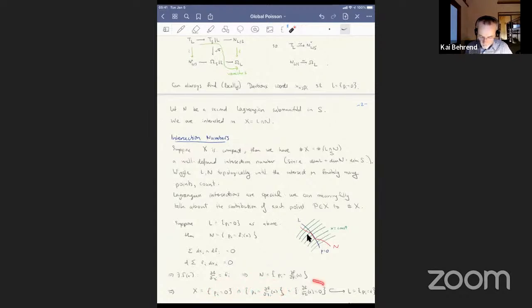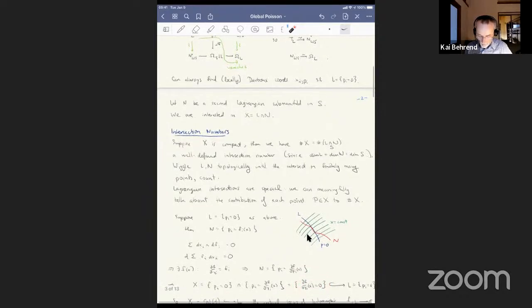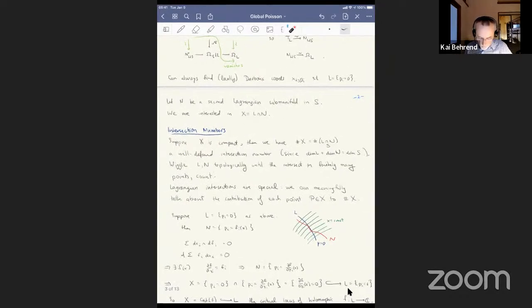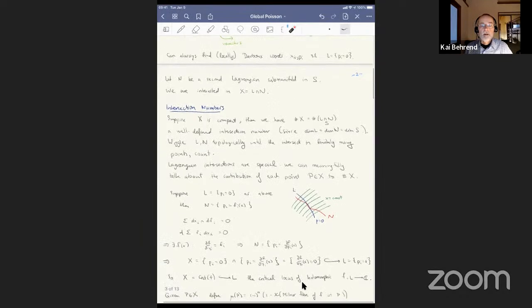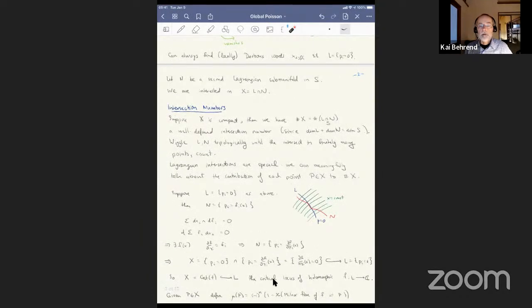So X is the intersection of p_i equals 0 and p_i equals these partials. So that is the same as the partials of f with respect to x_i being equal to 0. So if I think of the intersection X inside L, it's actually the zero locus of the partial derivatives of this function f. So X is the critical locus of f, where f is a holomorphic function from L to C. This is, of course, a well-known fact that locally the intersection of two Lagrangians is the critical locus.